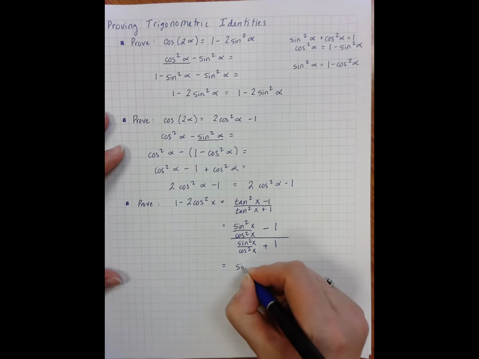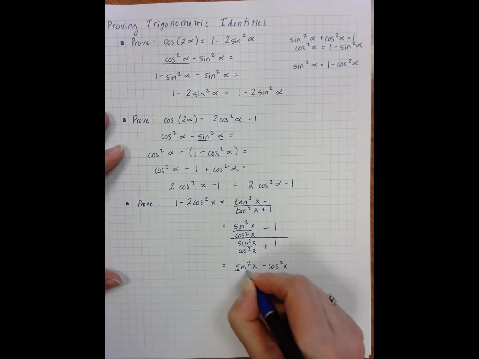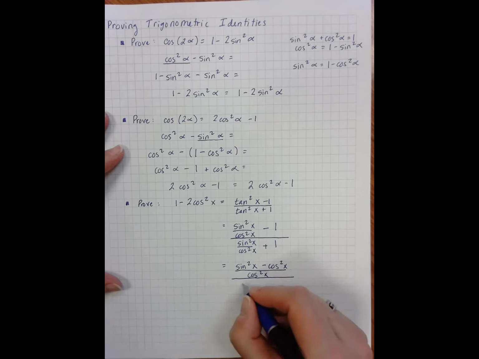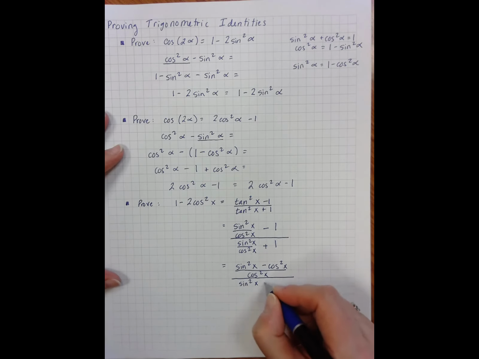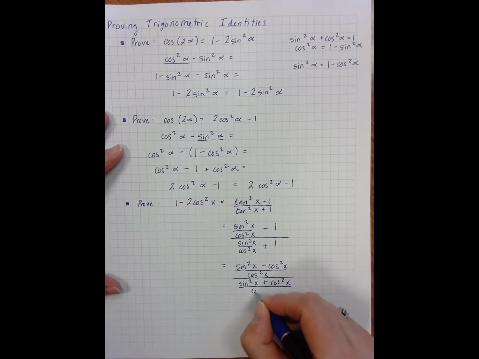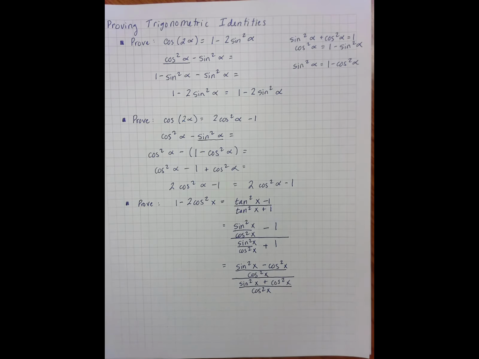So I've got sine squared x minus cosine squared x all over cosine squared x. And on the bottom, I've got sine squared x plus cosine squared x all over cosine squared x. See this negative cosine squared over cosine squared? That's my negative 1. And my cosine squared over cosine squared, that's my positive 1. I've simply rewritten this 1 as a 1 that has the same top and the bottom.